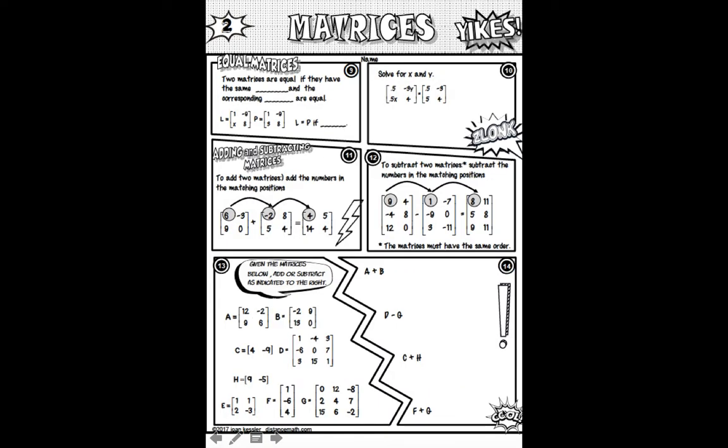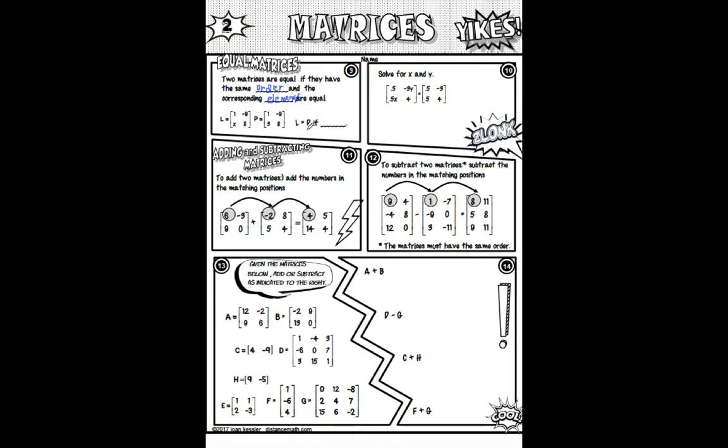So let's talk about equal matrices. So 2 matrices are equal if they have the same order and the corresponding elements are equal. So in order for two matrices to be equal, they have to have the same order and the corresponding elements have to be equal.